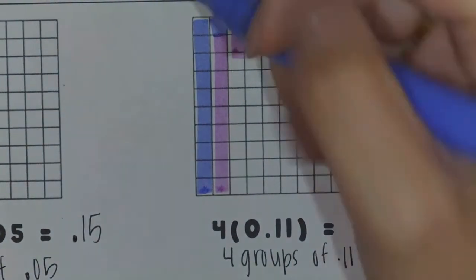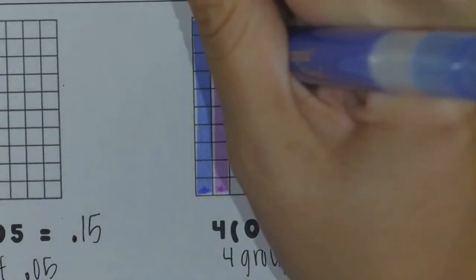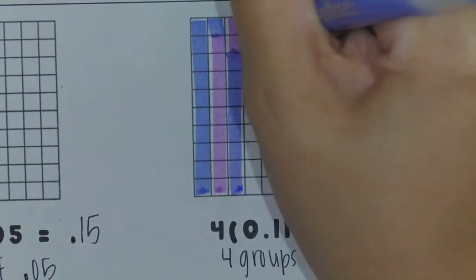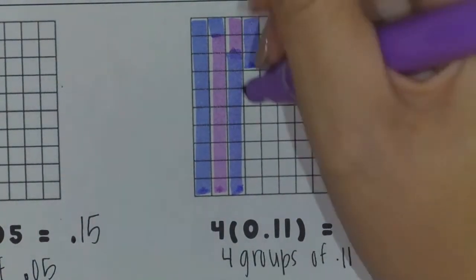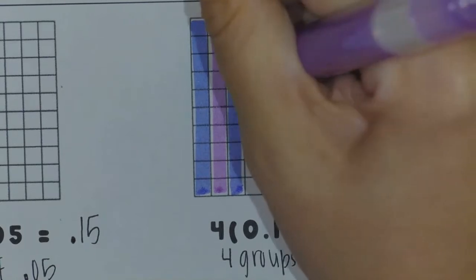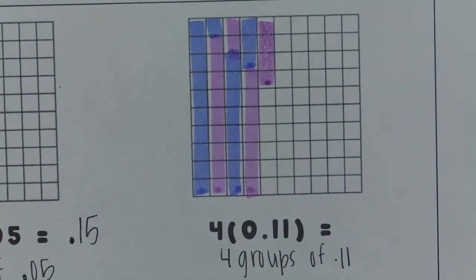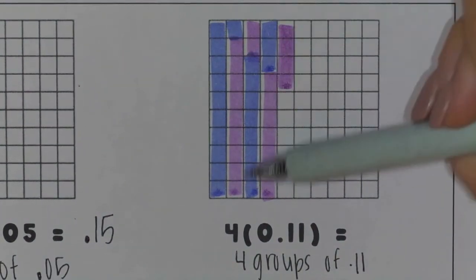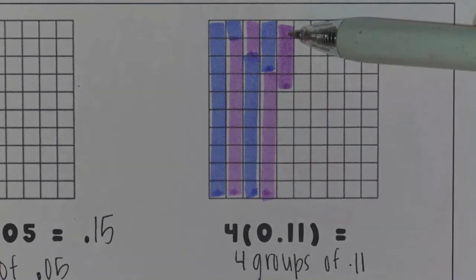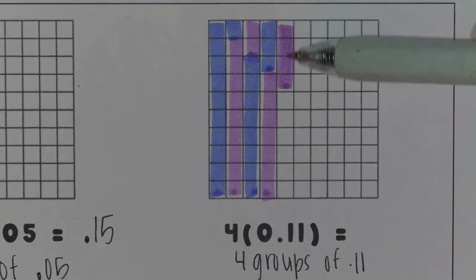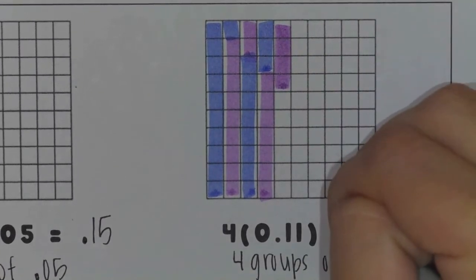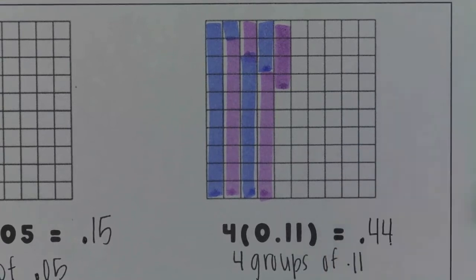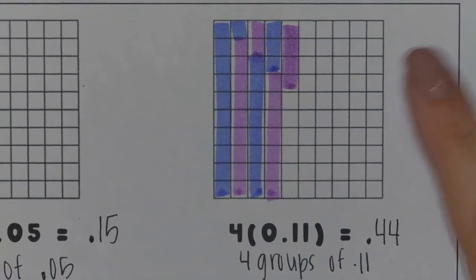There's 2 groups. There is 3 groups. And there is 4 groups of 11 hundredths. So in total, I have 1, 2, 3, 4. So that would be 40, 1, 2, 3, 4, 44 hundredths for my product.